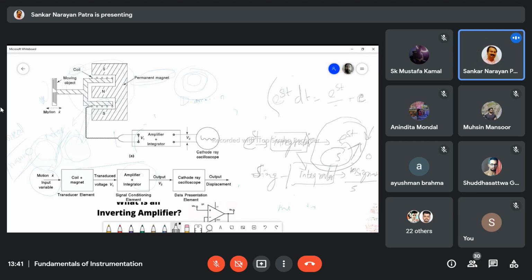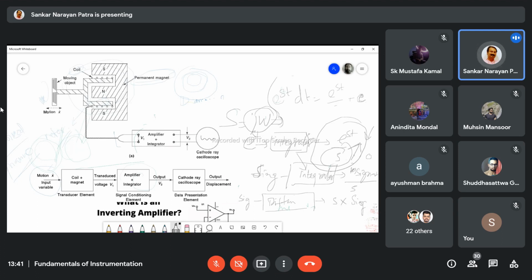Okay, then we can say the differentiator gives S into signal. Now I said S equal to j omega, where omega is the angular frequency.